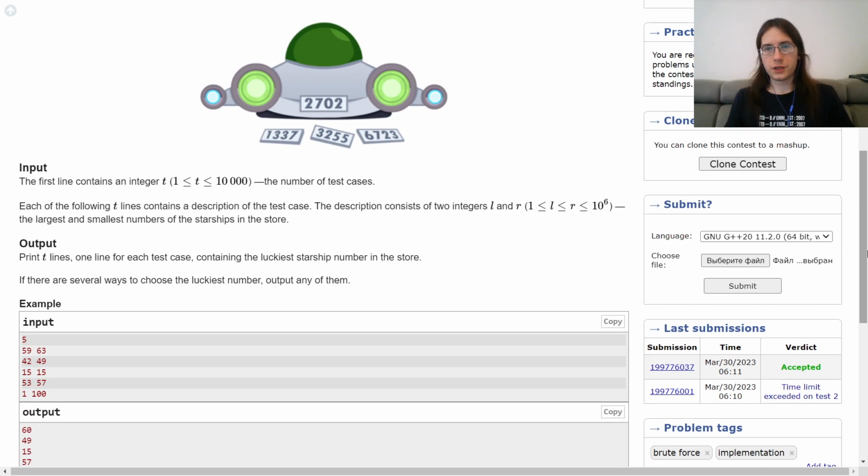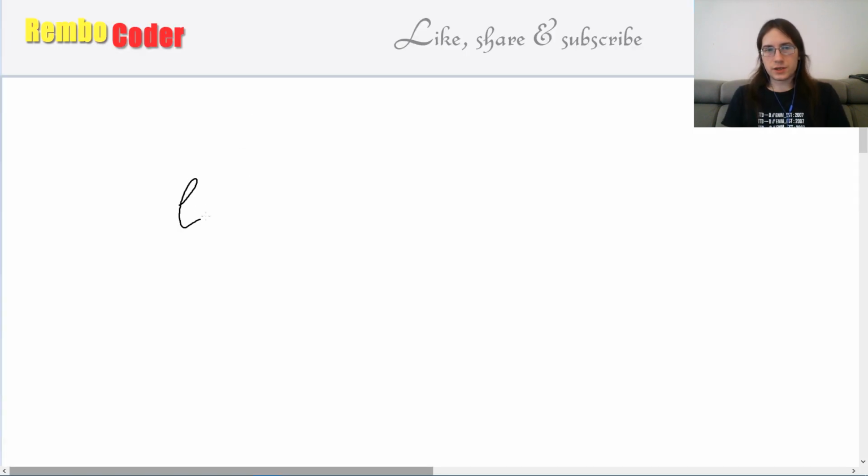You have to find an integer number between L and R, which has the maximal possible difference between its maximal and minimal digits. The solution is really simple, so let's just consider numbers L, L plus 1, L plus 2, and try every number until we either meet R or L plus 100. Because if we match L plus 100, let's look.